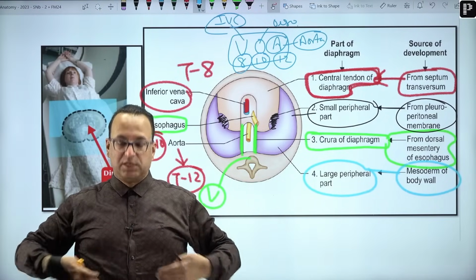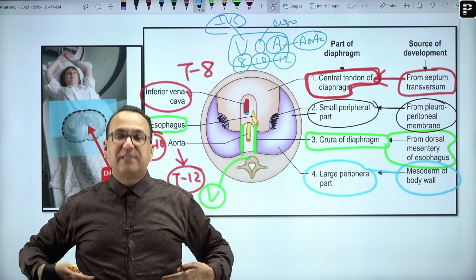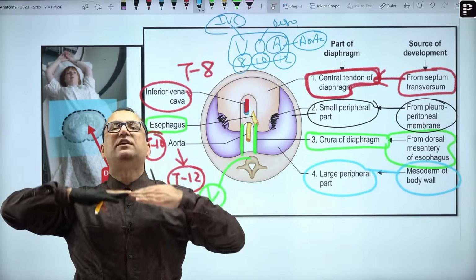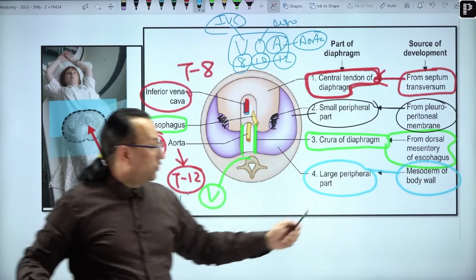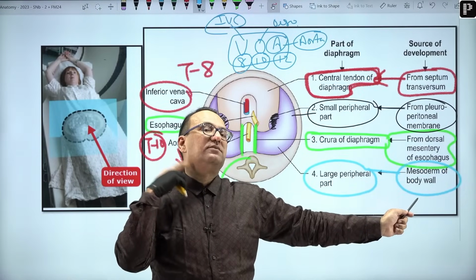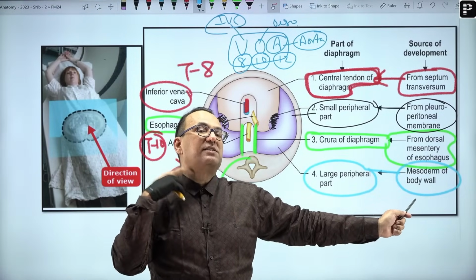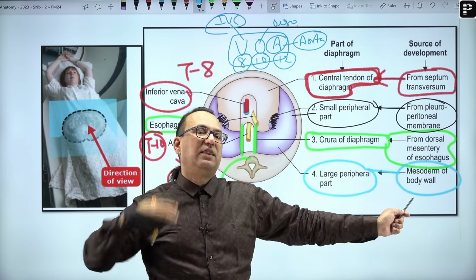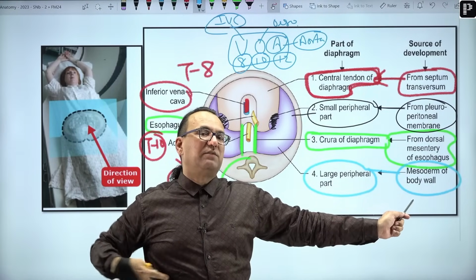How come? Because the diaphragm was never there. It was here. It has descended down, carrying the nerve also. So where is this skeletal muscle coming from? Cervical somites. They are muscles from the neck which form the skeletal muscle of the diaphragm.